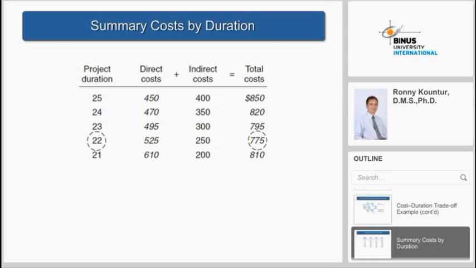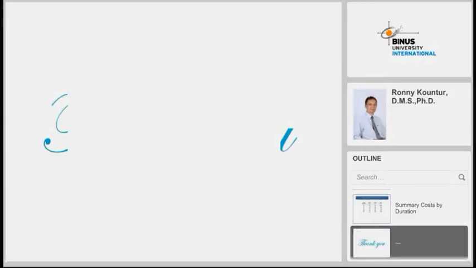So in summary, just remember, if we are going to reduce the duration of a project, we will sacrifice the cost, especially the direct cost. When we reduce the time, the direct cost will increase. However, the indirect cost will decrease. So we have to choose which days give the least total cost.